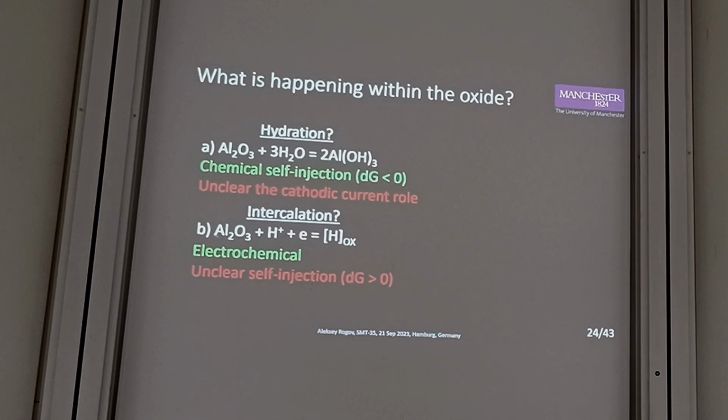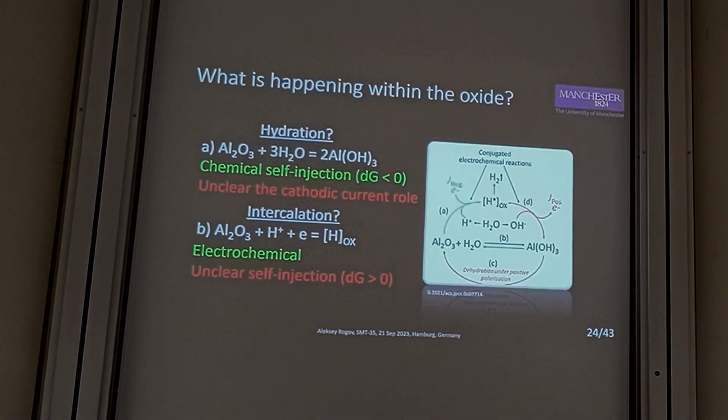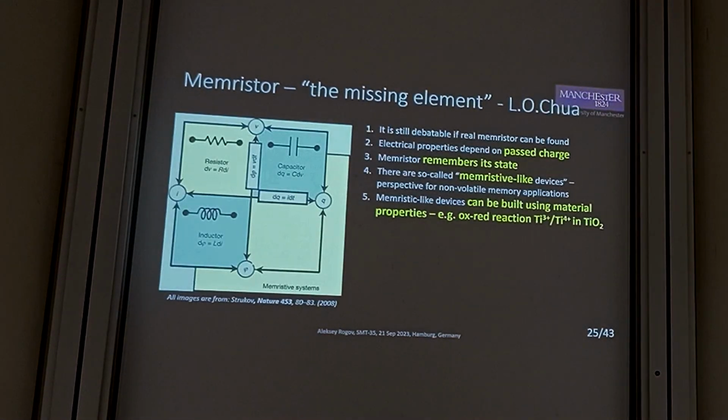Intercalation is purely electrochemical process, and it's unclear how it can provide a self-injection after the positive pulses. So trying to couple those two mechanisms, we created a relatively complex cycle, which, however, we will have to reject further. A few words about memristor, or memory resistor.